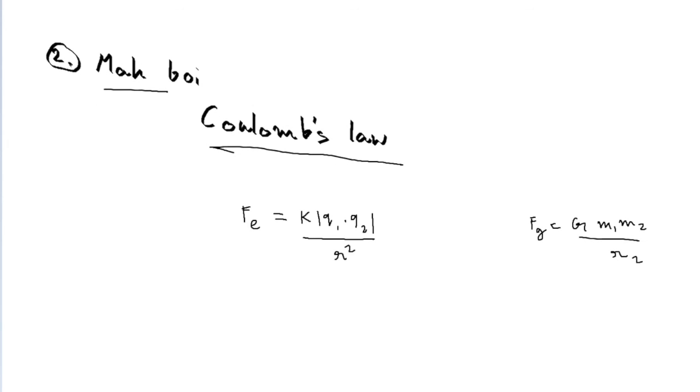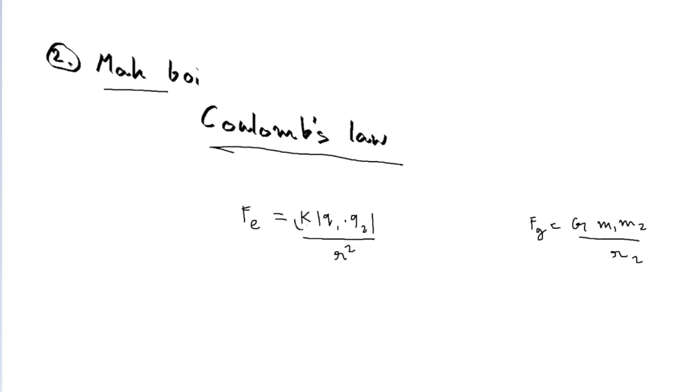Now the one difference that you might see is the absolute value over here. Why have I put the absolute value? Because the charges can either be positive or negative. This equation will only give us the magnitude of the force. You're going to have to figure out the direction of the force yourself.